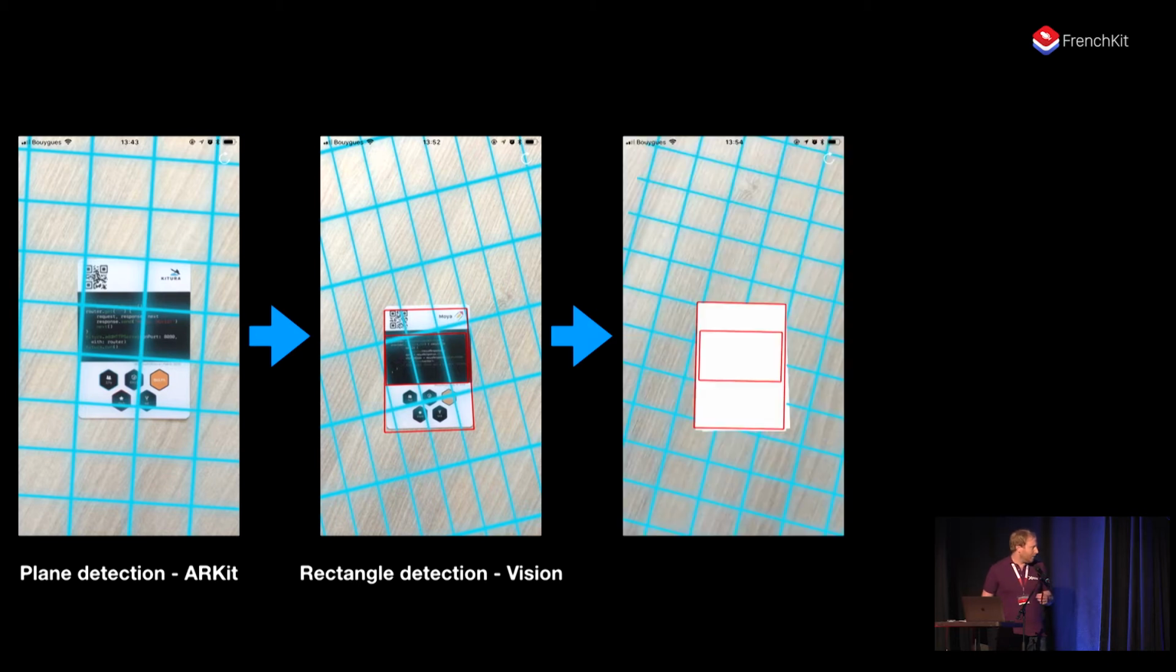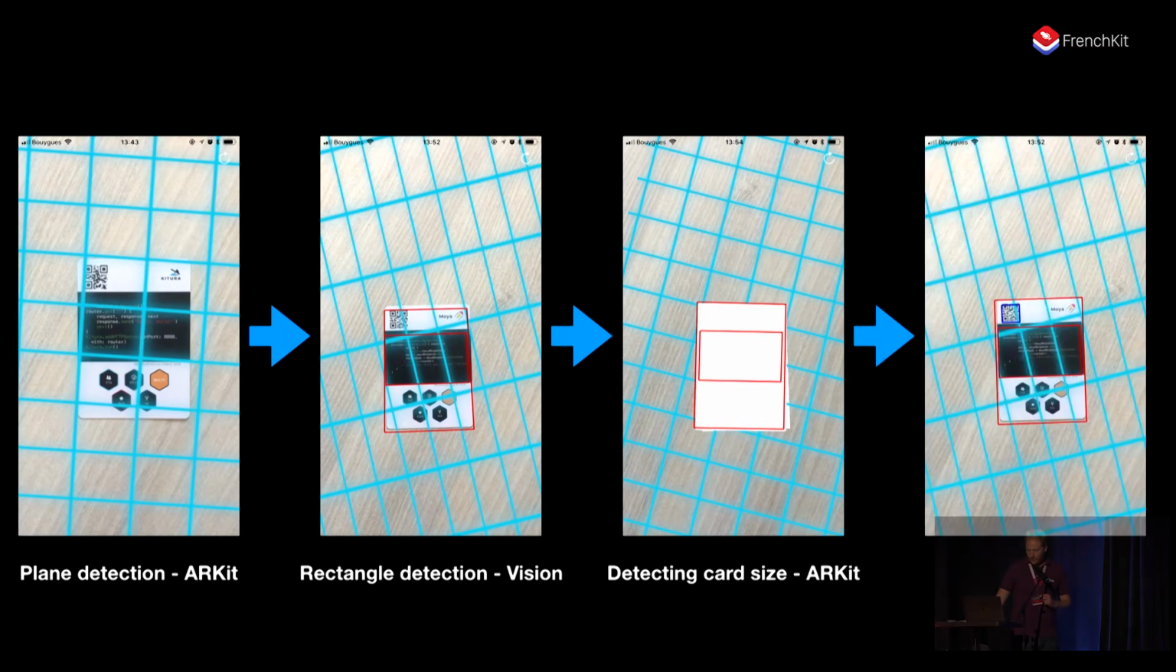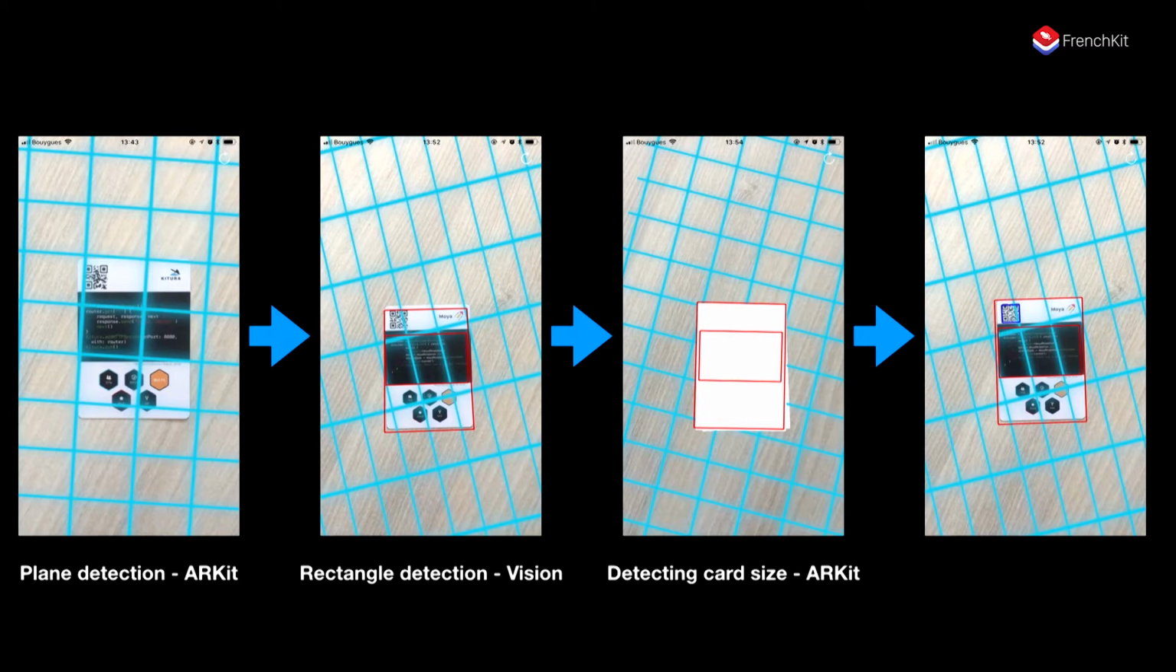But I still need to have real-world information about it, like its size. And this time, size matters, because if the size of the detected rectangle matches the size of the card, well, maybe it's a FrenchKit card. But we need the last piece of information. This is the reason why there is a QR code on this card. Vision can help us to detect it and to decode it. And with all this information, I can draw my 3D card with updated information.